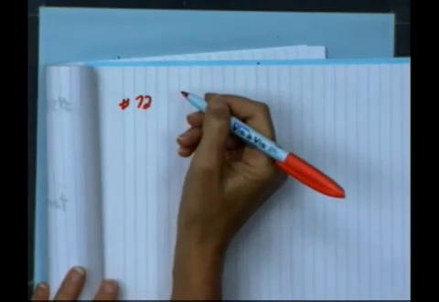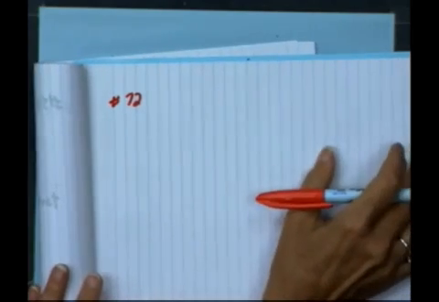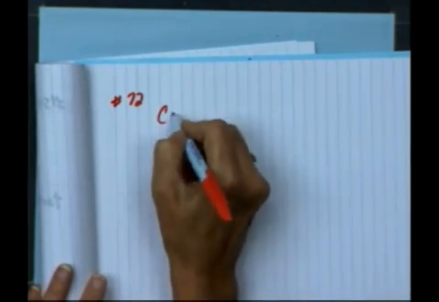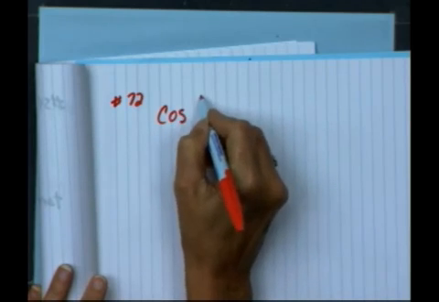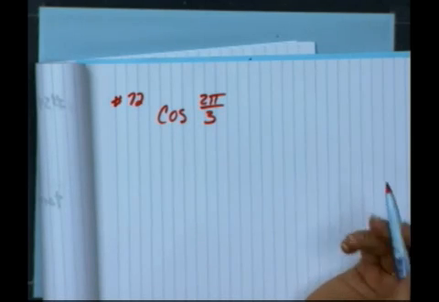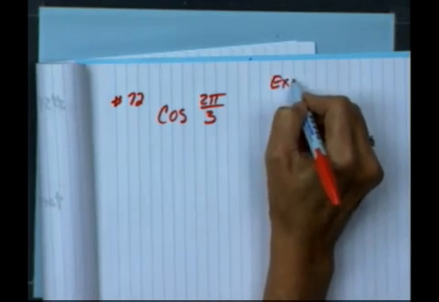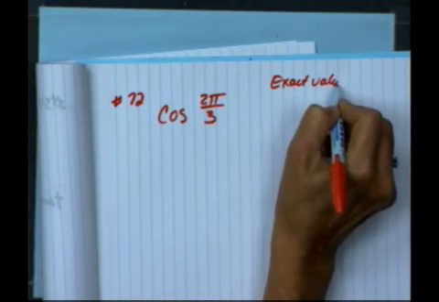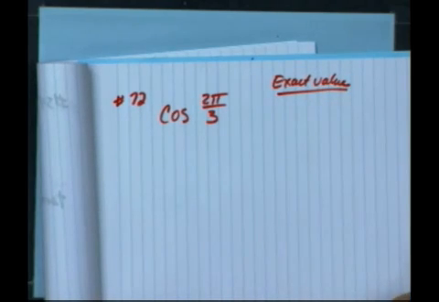Number 72 is use the reference angle to find the exact value. All righty, this is going to be good. Cosine of 2 pi over 3. The instructions are exact value. That means stay away from the calculator.